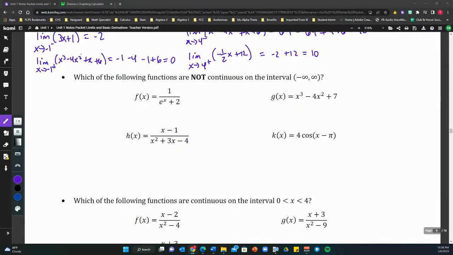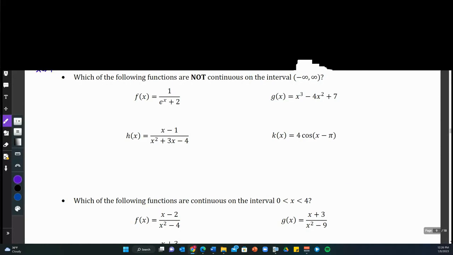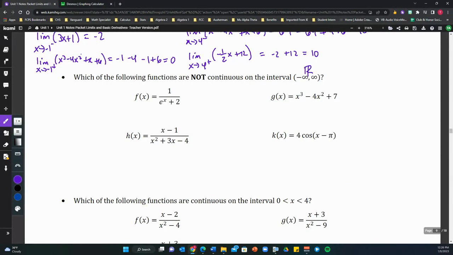For this next problem, we're asked to identify which of the four functions given here are not continuous on the open interval negative infinity to infinity, or remember that's just another way of describing the interval of all reals. So essentially, one of these guys has a value of x that is restricted in the domain. We have to identify which it is.